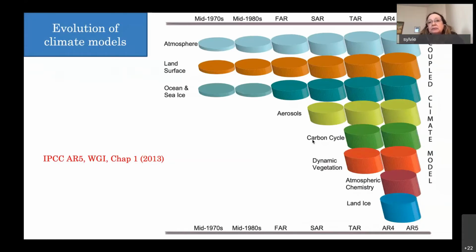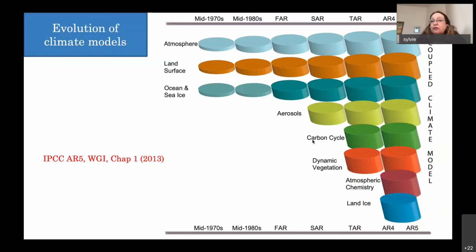Those models have evolved through time. It started mainly in the mid-70s, where at the start it was mainly the atmosphere and surface and a simplified land surface. Ocean and sea ice at the start was often just a surface layer, the first one interacting, a kind of buffer for energy. There was no circulation in the ocean. Then through time, the models got more complex, with fully coupled atmosphere-ocean models for what is called FAR, the first assessment report.